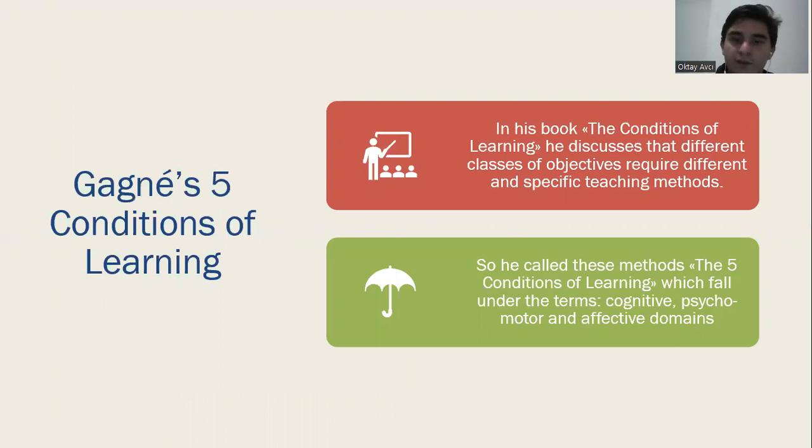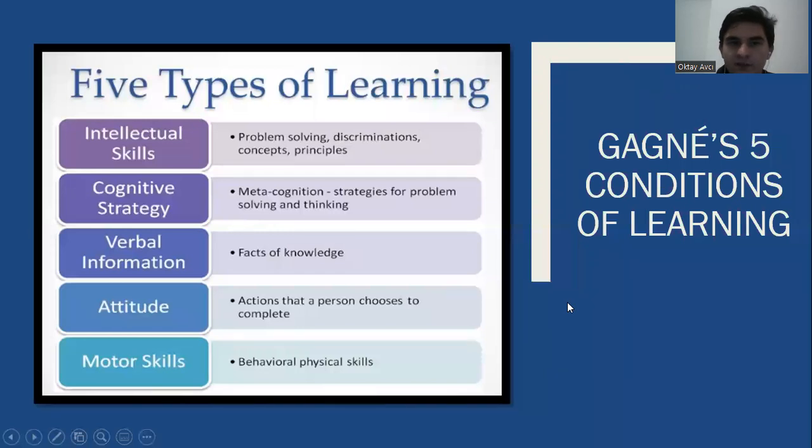He called them 5 conditions of learning, and they all fall under the umbrella terms of cognitive, psychomotor, and affective domains that we talked about in last week's presentation. But they mainly fall under cognitivism. So let's look at the 5 types of learning. Gagné's 5 conditions of learning and 5 types of learning are the same thing. We have intellectual skills, cognitive strategy, verbal information, attitude and motor skills. These are the methods that you can use for just any kind of teaching. So let's see what they include.